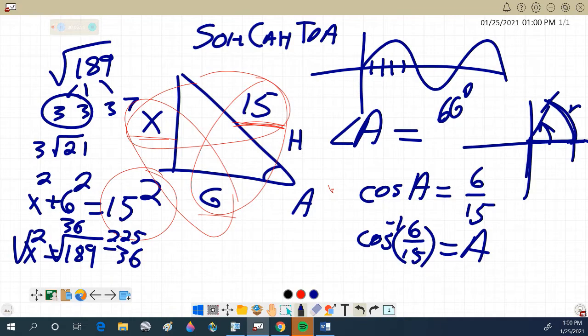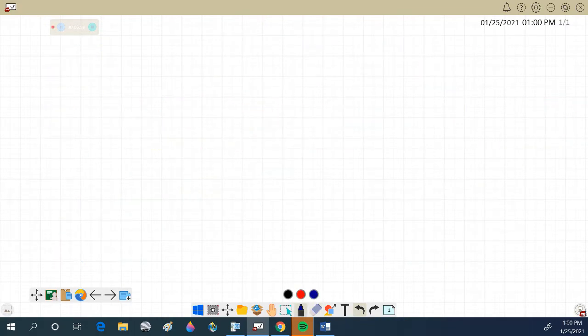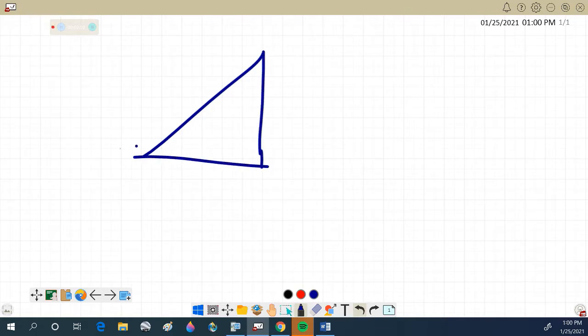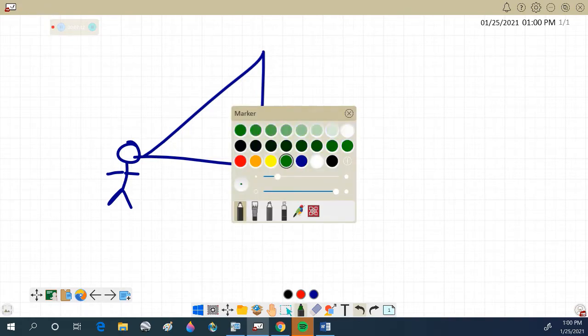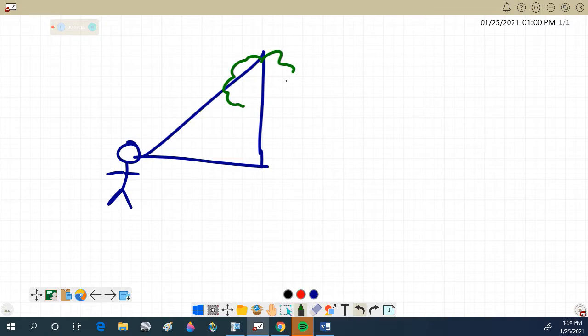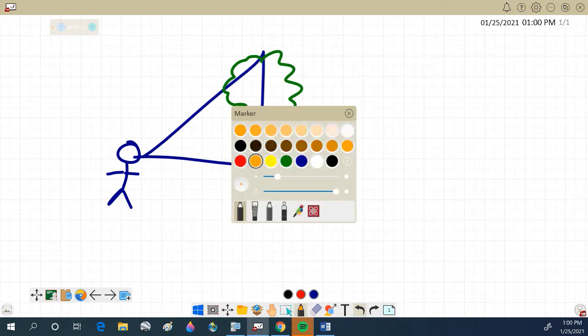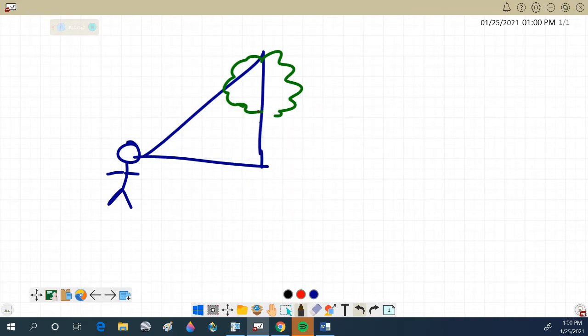Okay, I think there's really only one type of problem left. So let's say you're standing here and you're measuring, what color are trees? Green? Usually. Hey, this is kind of fun. This is a remembrance of a sunnier time. Okay.